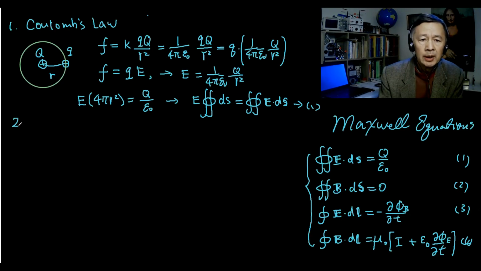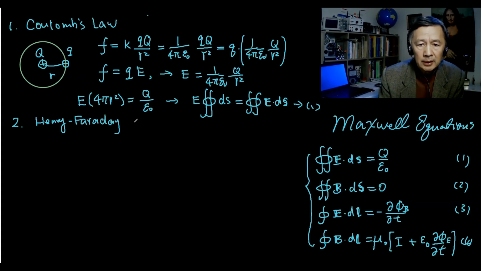Secondly, we don't have to derive the second equation, because it simply says there is no single source for the magnetic field. Let's just move to the third one. The third one is actually built from the original Henry-Faraday induction law.